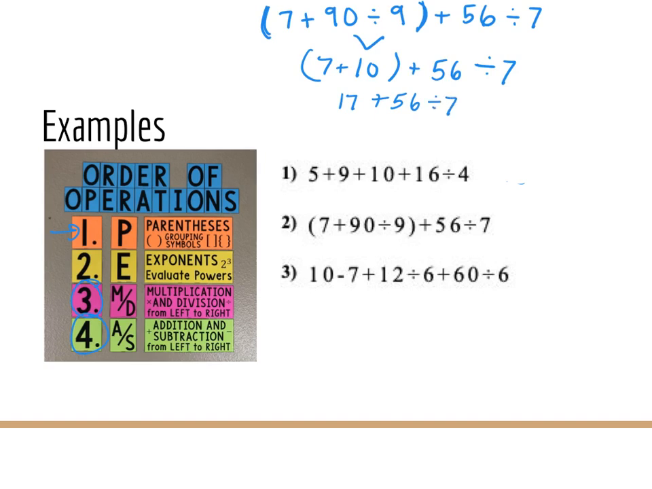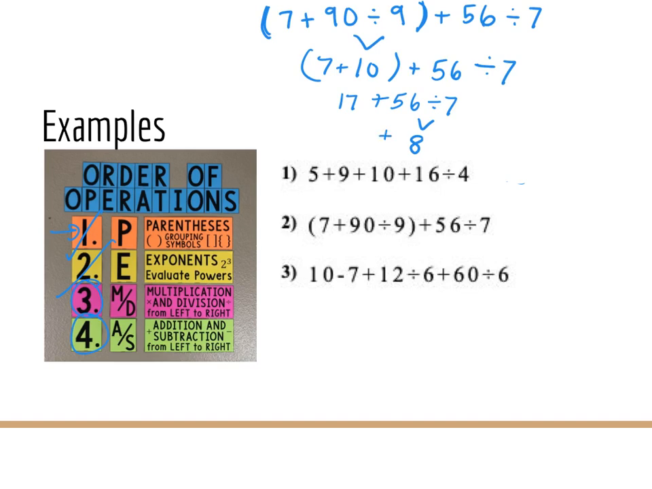All right, now I need to go through my order of operations. I have gone through and I've done all the parentheses. Do I have any exponents? Nope, so I'm moving down. Now I'm at step 3, which is multiplication and division. All right, well, 17 plus 56 is addition, but 56 divided by 7 is division. So 56 divided by 7. Well, I know that 7 times 8 is equal to 56, so 56 divided by 7 must equal 8.